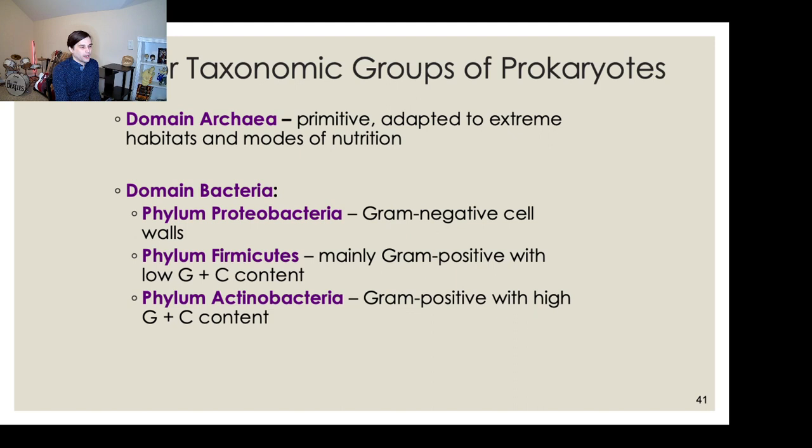Proteobacteria, organisms with gram-negative cell walls. Firmicutes, which are mostly going to be gram-positives with a low G and C count in their DNA. G and C count has to do with how susceptible they are to UV damage. The more A's and T's, the more susceptible you are to UV damage, but that's neither here nor there. And then Actinobacteria, which are gram-positives with high G and C content. So they're a little more resistant to UV light. So that's kind of the breakdown of those.